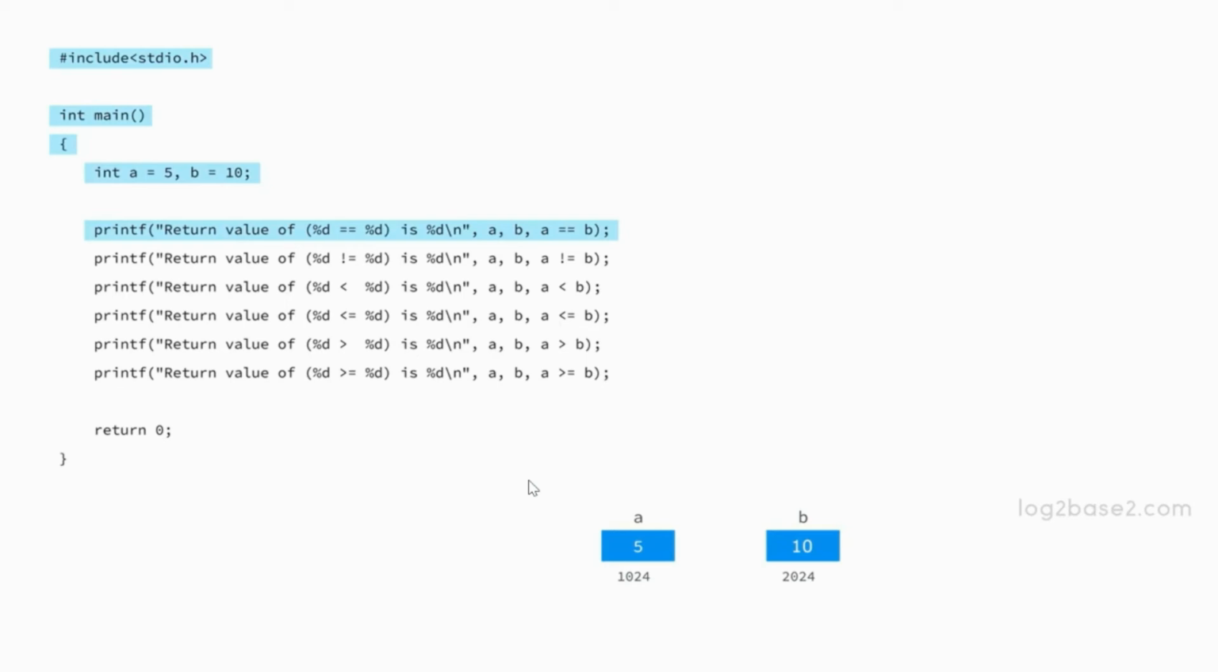As we discussed, this expression a == b will return 1 if the comparison is true, otherwise it will return 0. So here 5 is not equal to 10, so the third integer printed will be 0. And the output of the first print function will be "return value of 5 equal to 10 is 0".